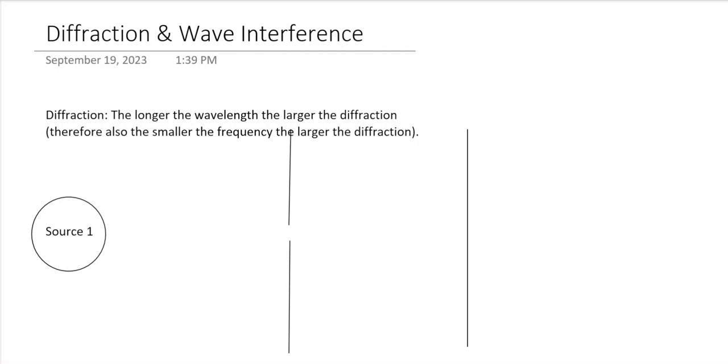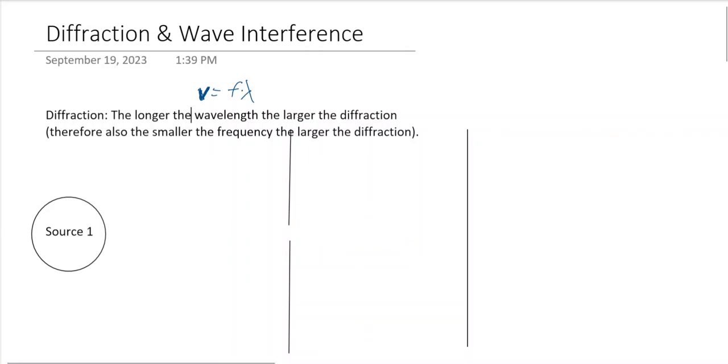So diffraction is basically the longer the wavelength, the larger the diffraction. Therefore, also the smaller the frequency, the larger the diffraction. And this is due to the last video that we watched. Frequency and wavelength are inversely proportional because the wave velocity will remain the same.